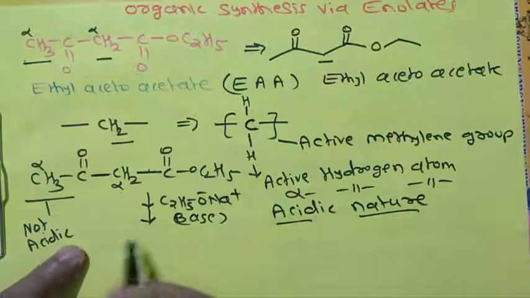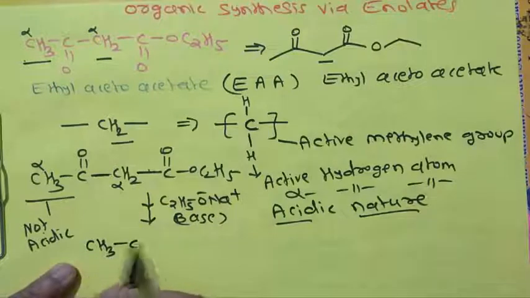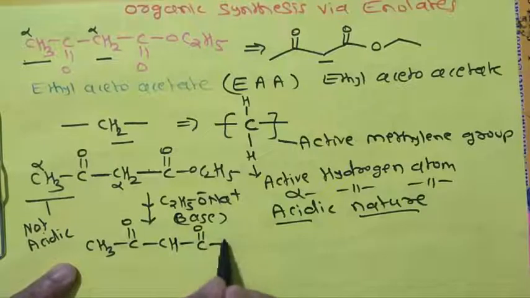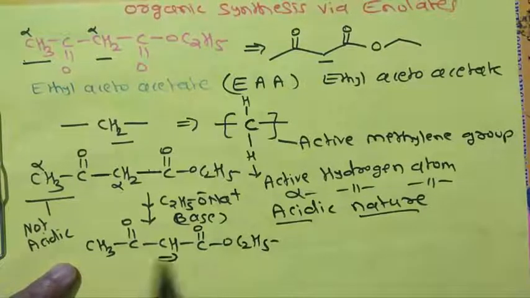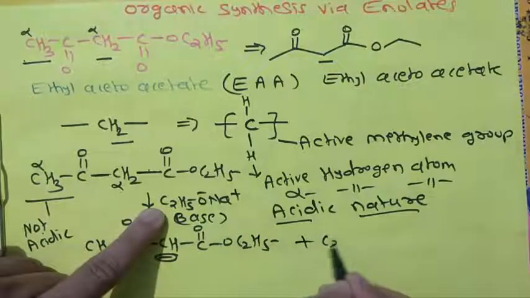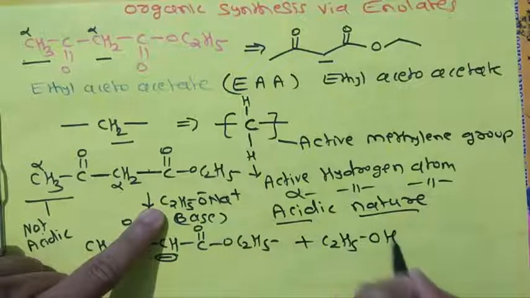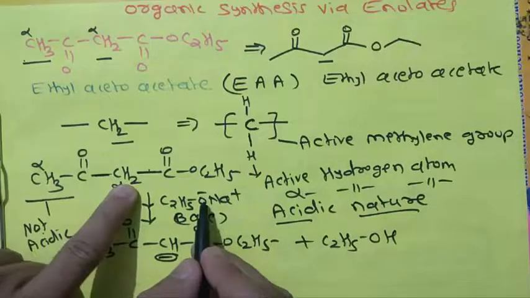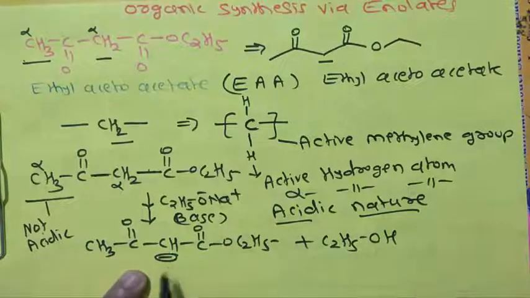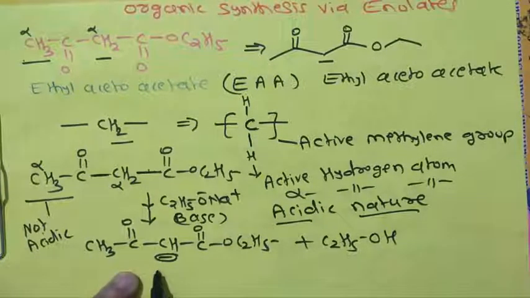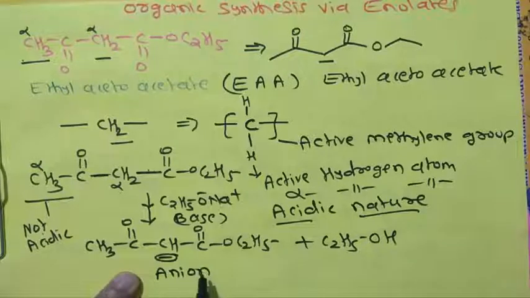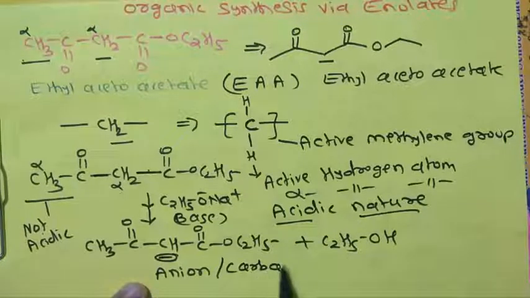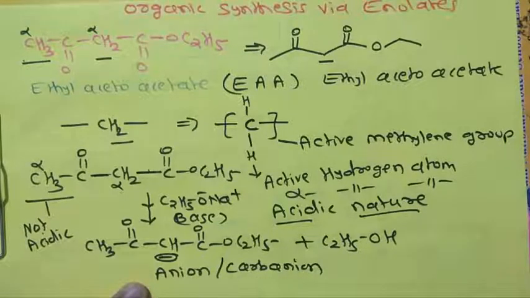See here what happens. Here CH3 C=O, CH, C=O, OC2H5, with C2H5O minus. They can abstract this proton, and there is formation of the alcohol, C2H5OH. A negative charge anion is formed. This anion is also called a carbanion.